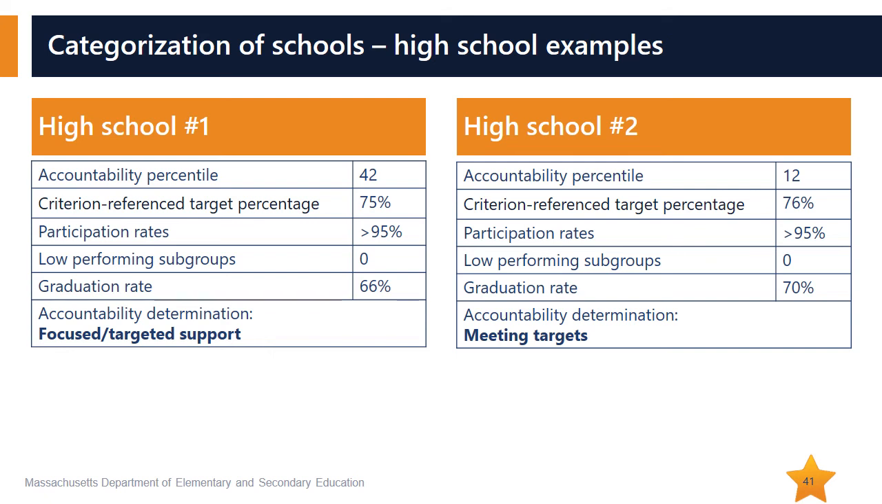In high school number 2, the school has an accountability percentile of 12, has a criterion-referenced target percentage of 76%, has participation rates above 95%, has no low-performing subgroup, and graduates more than 2/3 of its students. As a result, this school would be classified as meeting targets. While it is close, it is not among the lowest 10% of schools. It does not have any subgroup performance, participation, or graduation rate issues, so its performance against targets drives its designation.